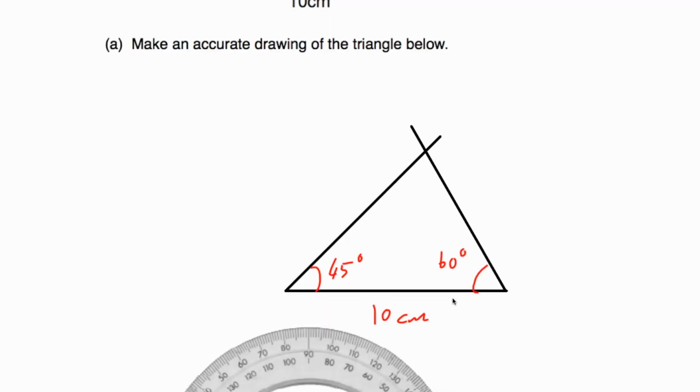It's got a base of 10 centimeters. The angle on the left-hand side is 45 degrees. The angle on the right-hand side is 60 degrees. And it meets at the point at the top here. Now, we do have those extra bits of lines. They're called construction lines. I tend to just leave them on, but if you want to rub them out, you can, but just be really, really careful.